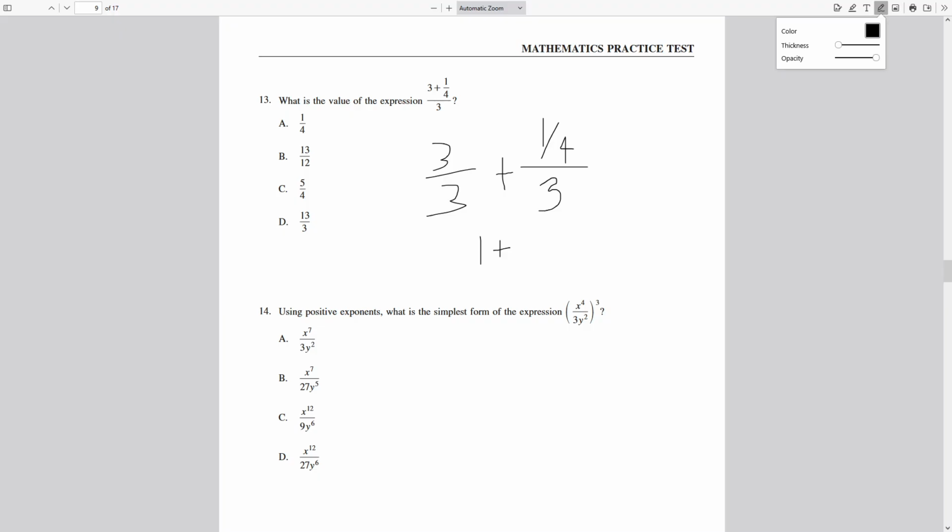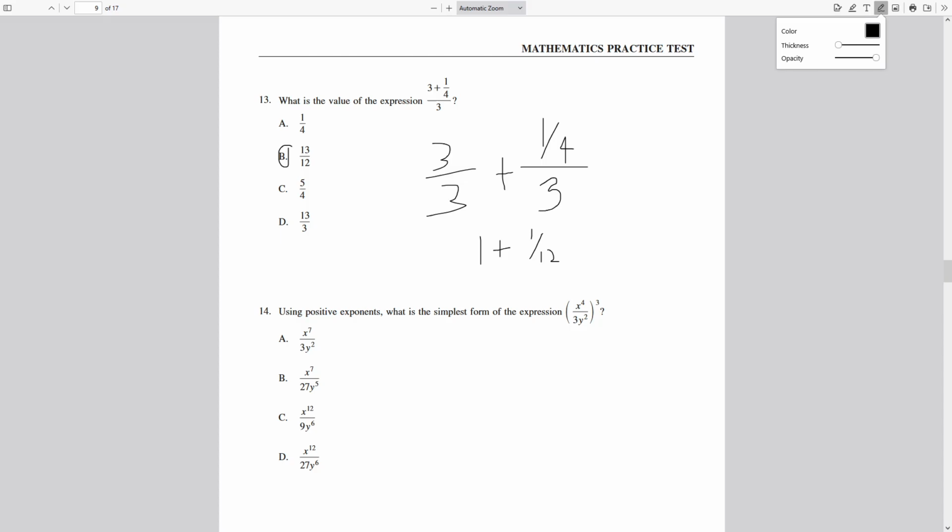Wait, a quarter divided by 3. Yes, it's 1 to the 12th, which is equal to 13 over 12. Using positive exponents, what's the simplest expression of x to the fourth divided by 3 to the y squared to the third power?